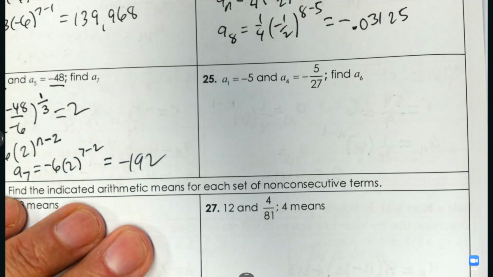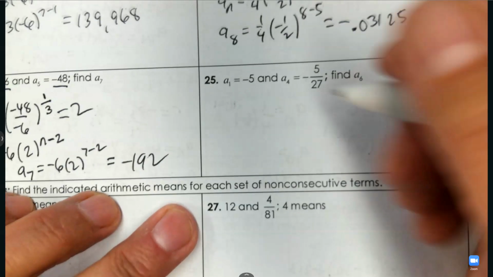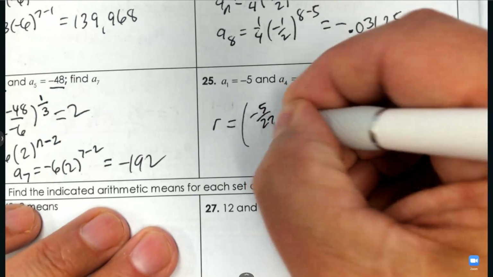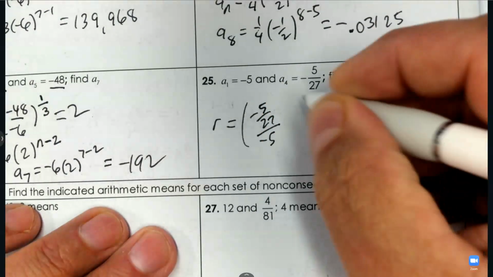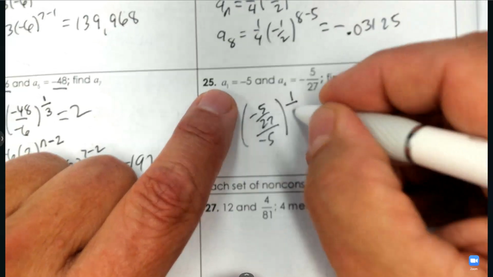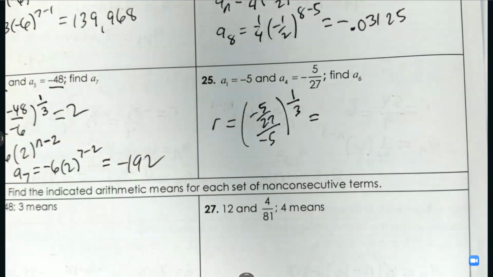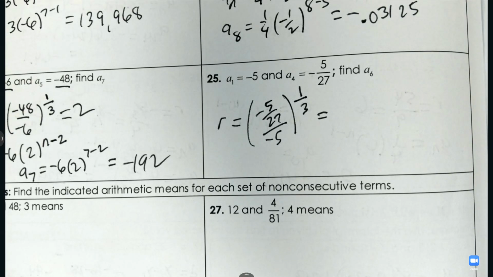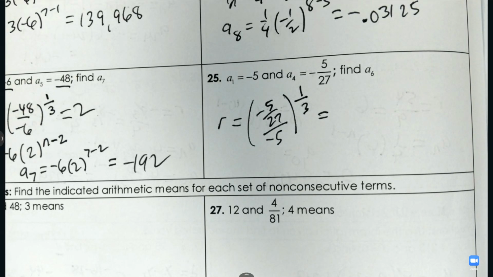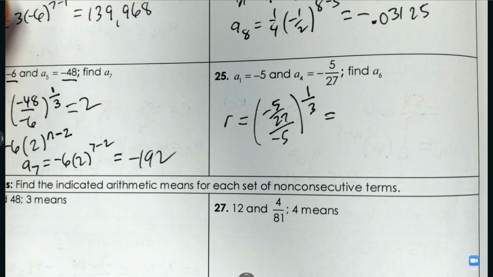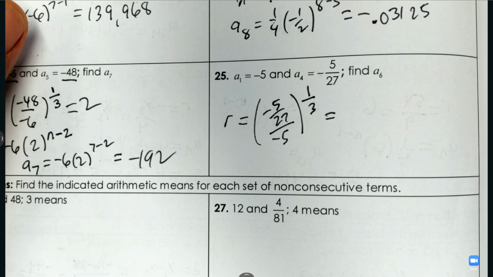All right, 25. We're going to do the same thing again. I know it's a little tricky, so we're going to do it together. So r equals. So what we're going to do is divide. So -5 over 27 divided by -5. And then in the exponent, it's going to be 1 over, and we're going to subtract these. 4, take away 1. And then we're going to use Desmos to find what r equals by doing that. Now, r is going to be a fraction when I do this. It's a negative divided by negative, so it's positive 1/3.